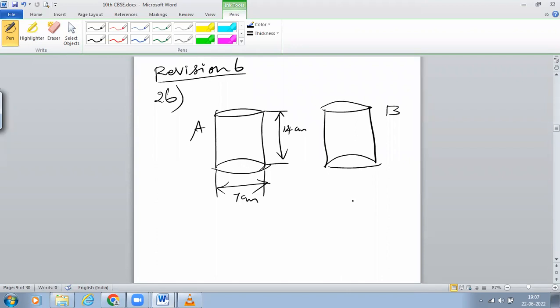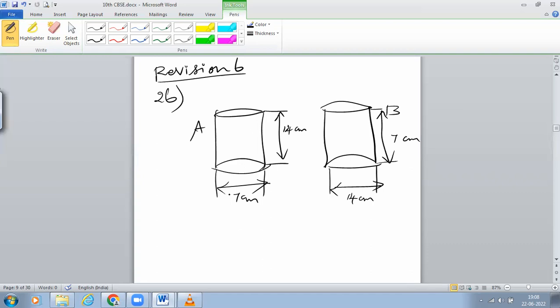Likewise, the diameter of another cylinder B is 14 centimeter. See here, the diameter is 14, so this is somewhat bigger. And the height of cylinder B is the opposite, that is 7 centimeter. Listen, this is a rough diagram only. This diagram seems to be the same, right? But don't worry, it is just a rough diagram.